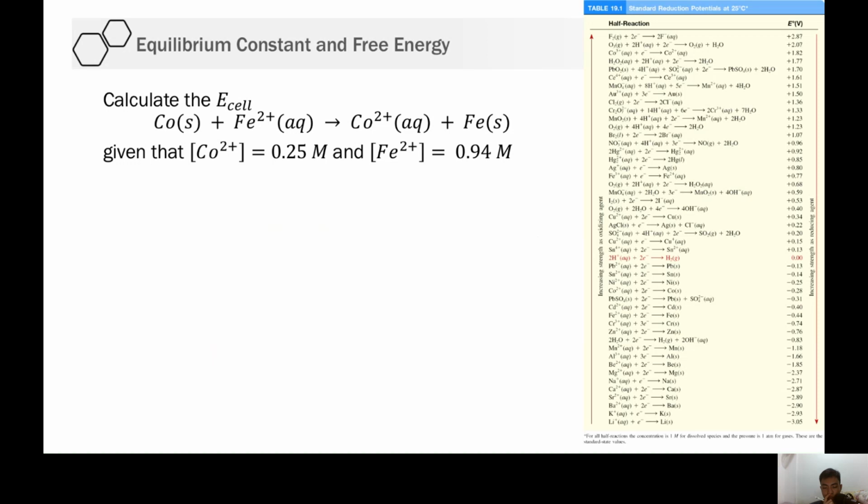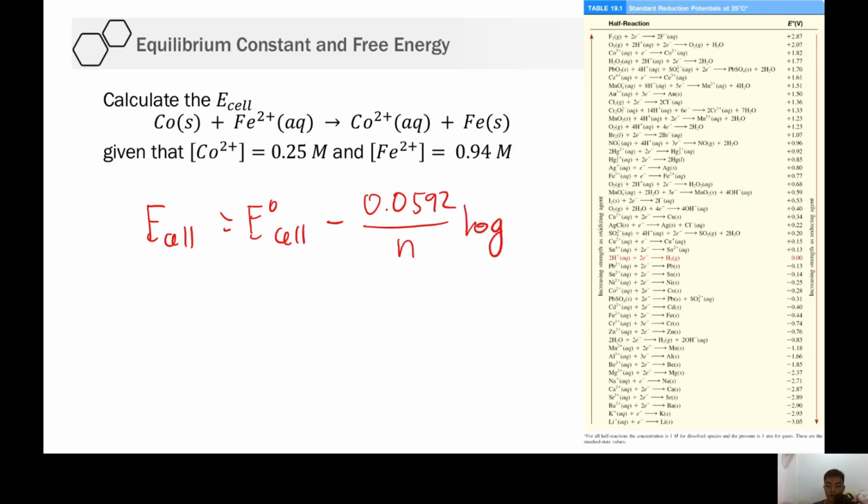Since the concentrations are not 1, this is not 1 molar and this is also not 1 molar, that means I have to use the Nernst equation. Again, if the concentrations are not 1 molar in value, then you have to use the Nernst equation. So we have E cell equals E naught cell minus 0.0592 over n log Q.